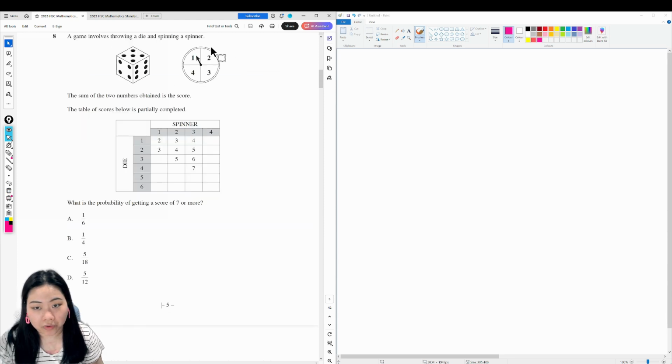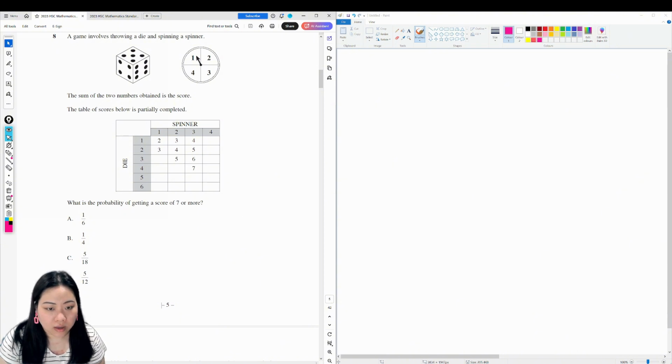Question 8. A game involves throwing a die and spinning a spinner. The sum of the two numbers obtained is the score. The table of scores below is partially completed. What is the probability of getting a 7 or more? Alright, let's finish this table off first.